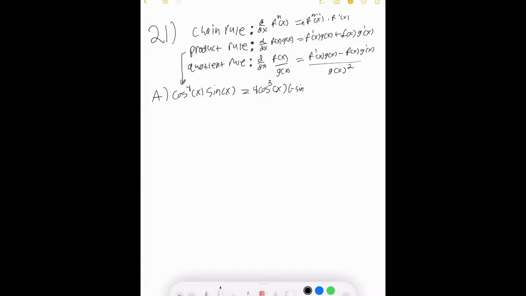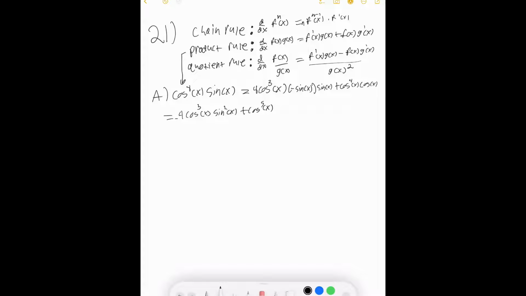So first we're going to be using the product rule here because we have two functions multiplied by each other, cos to the fourth times sine x. The derivative of cos to the fourth of x is going to be 4 cos to the third of x times the derivative of cos x, which is negative sine x, right? And similarly, on the other side, we're going to have the derivative of sine x times cos to the fourth. This is going to give us 4 cos to the third x times negative sine squared of x plus cos to the fifth x, right?